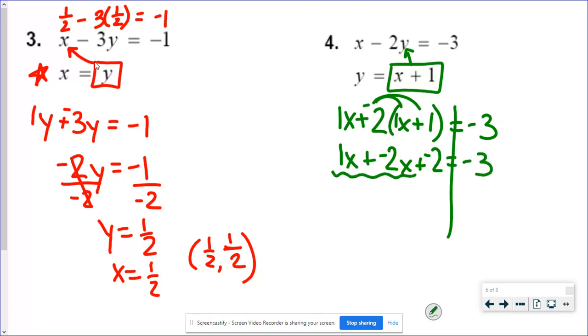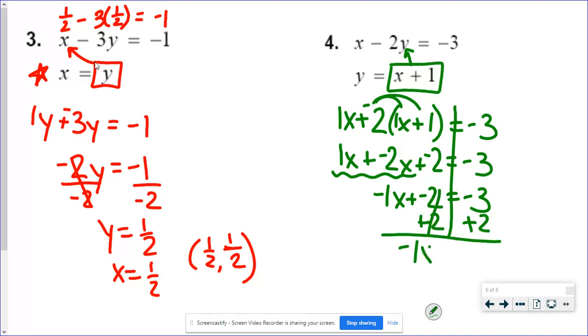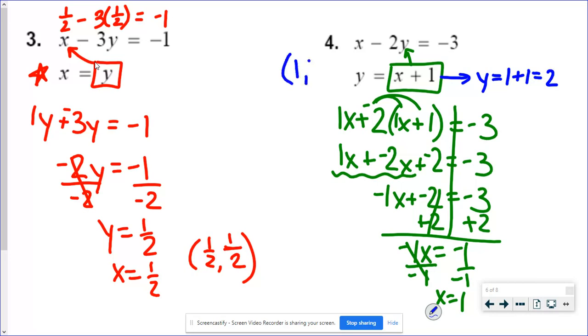When I combine my x's, 1 plus a -2 is going to be a -1x. And then we would add the 2. So I have that -1x equals -1. And we do our division, and x is equal to a +1. Now that I know what x is, I can go right back to this equation again and say, well, let's find the y, because the y is going to be x plus 1. That's 1 plus 1, that's 2. So my ordered pair, x, y, would be 1, 2.